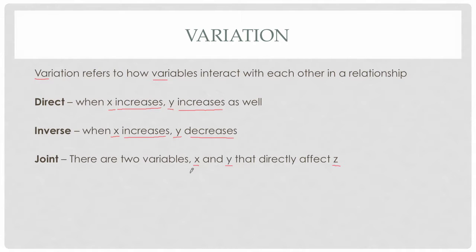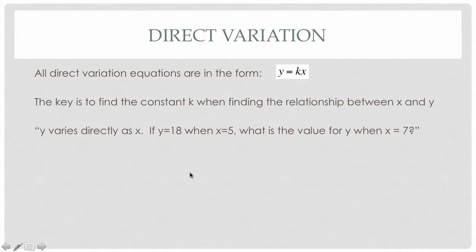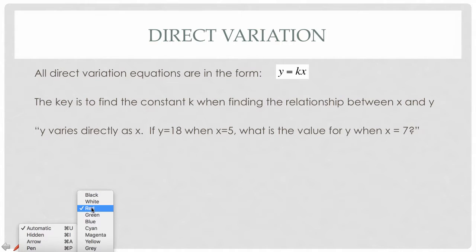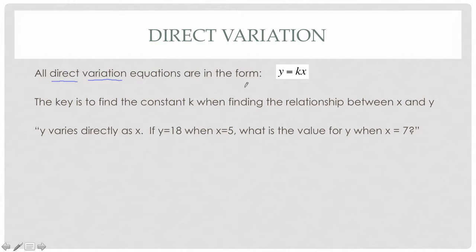So we're going to look at different examples, talk about different variations, set up equations, and help you guys understand what's going on. So here we go, direct variation. Let's start with this one first. I'm going to switch to blue, because I like blue for this one. So all direct variation equations, remember x and y, my two variables, directly affect each other. They're in this form, y equals k times x.